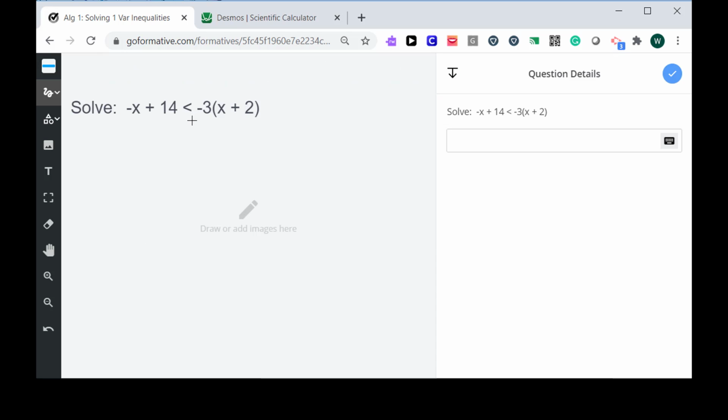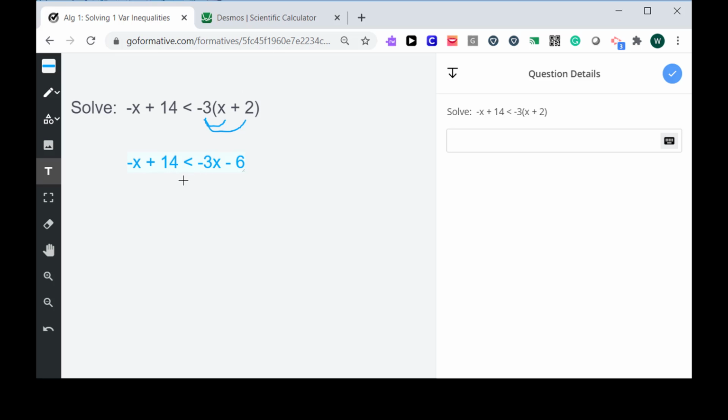When we look at this example, we do have parentheses. So we're going to multiply. So on this side, there's nothing to do. So we're just going to bring down the negative x. And we're going to bring down the 14, less than. And now negative 3 times x will be negative 3x. And negative 3 times 2 will be negative 6.